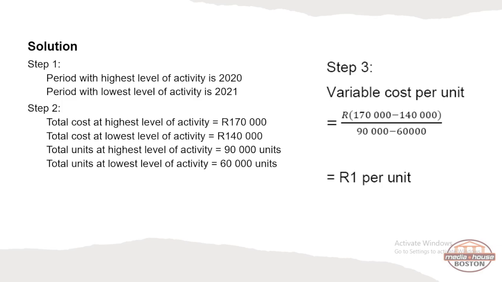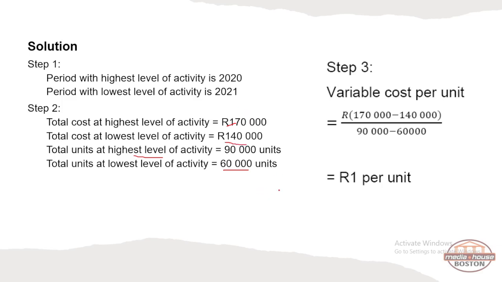From that, we go to step two. Step two is to pick up the total cost for the lowest activity and the total cost for the highest activity. These were all given. So for the highest activity of 90,000, we label it down, and the cost of that is 170,000. And for the lowest activity, which has 60,000, its total cost is 140,000.